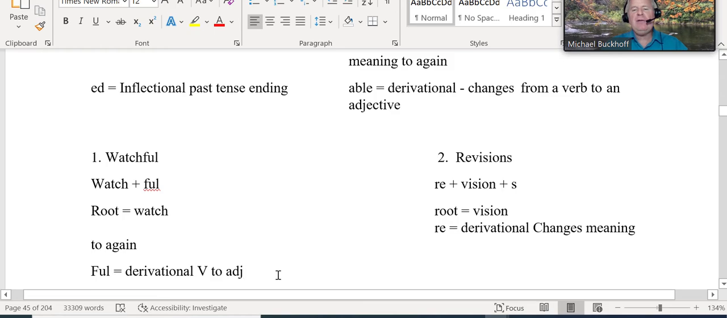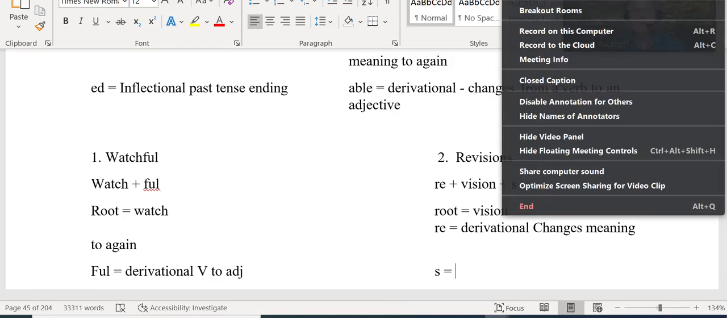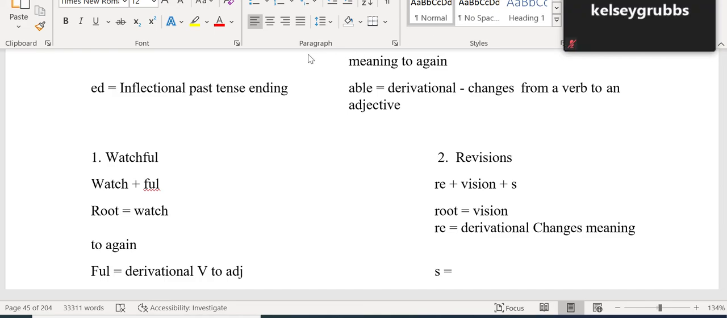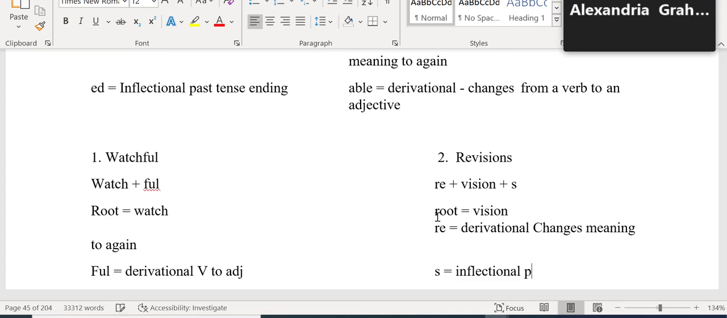So in this case, we identified the root, we identified re, and then we have one more thing we need to look at, the S, right? So the S is what? Derivational or inflectional? Inflectional, yeah, good. And what grammatical information is it adding? Plurality? That's it.